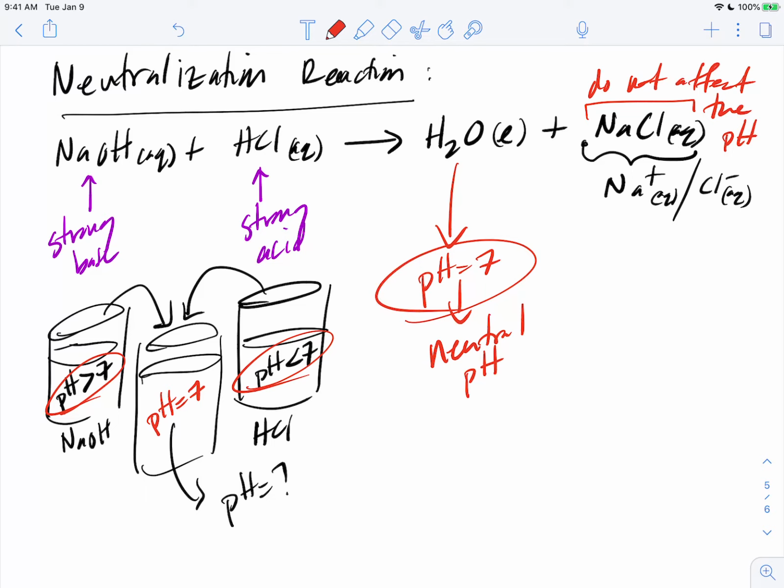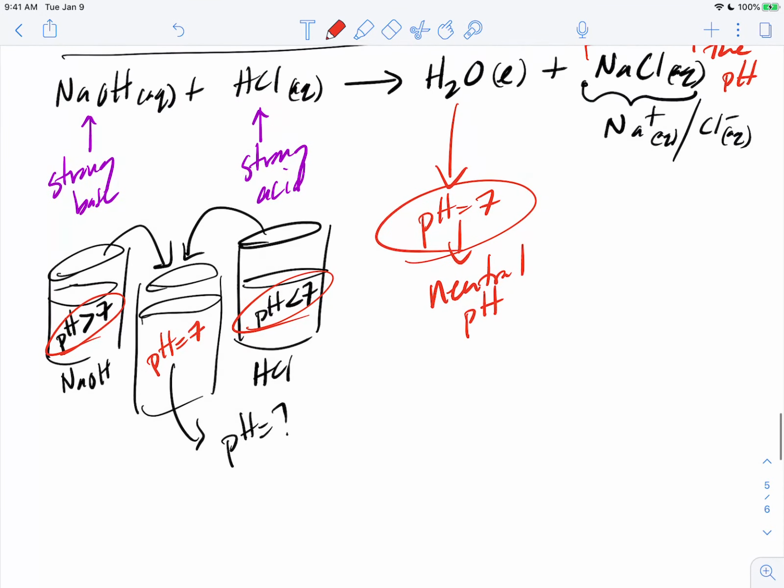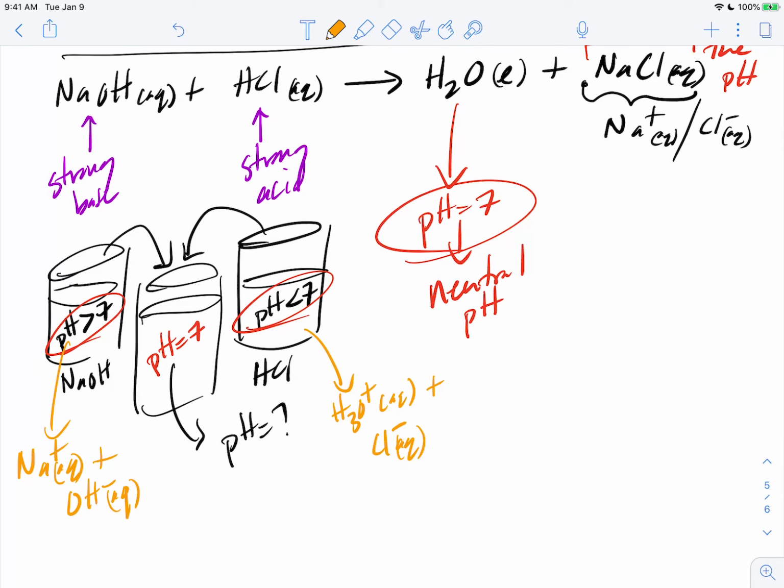So I guess I want to point out here is that when we're writing neutralization reactions, when we write NaOH and HCl, we can actually write them in the way they're actually formed. So if we write the solution, what I actually have is Na plus ions and OH minus ions. And here I have H3O plus ions and Cl minus ions. And so we can write that out. We can say, okay, well, what do we have?